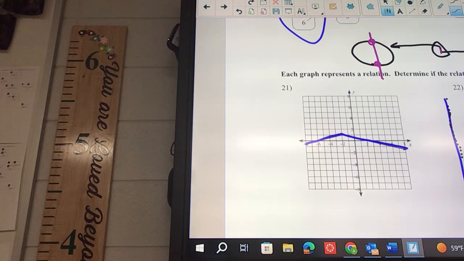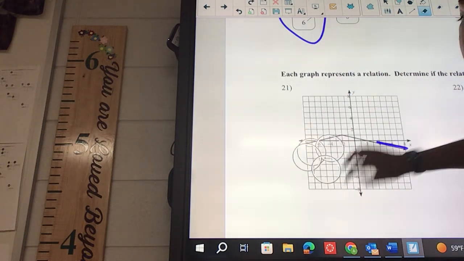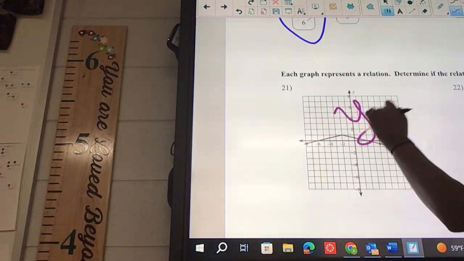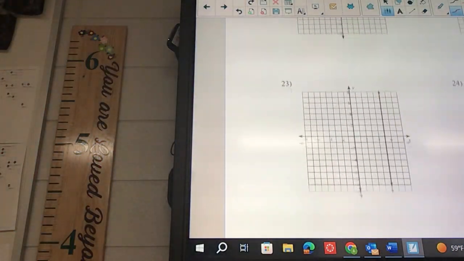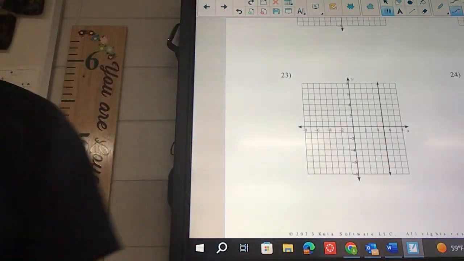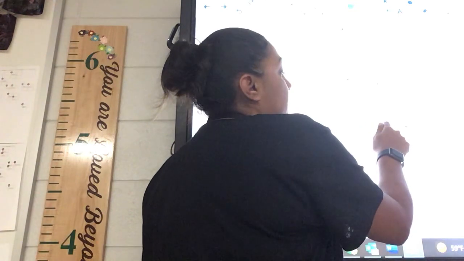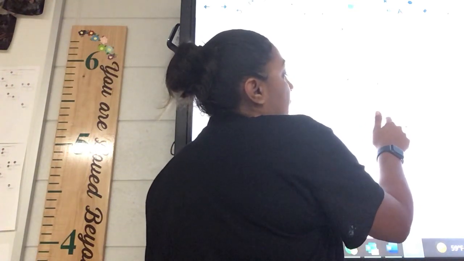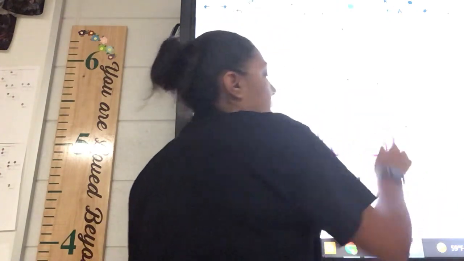So if we look at 21, is that one a function? Yes, it is. Yay. So this one's a yes. Okay, 23. Look at 23. Is it a function? No, why not? It's the vertical line. It would fail the vertical line test. Because we can see here at 5, 0, there's a point. At 5, 1, there's a point. At 5, 2, there's a point. So this one is a no. It's not a function.